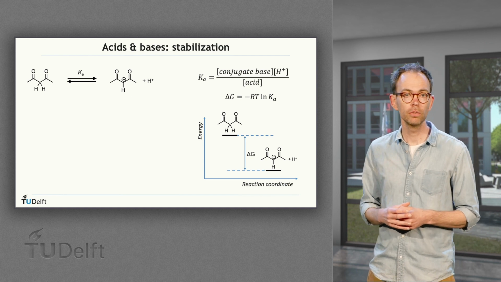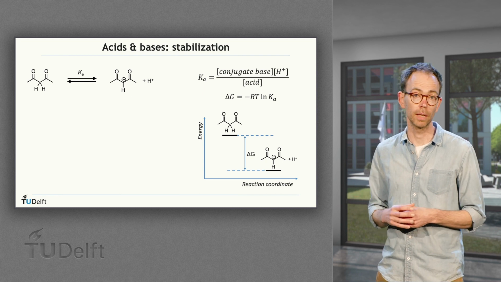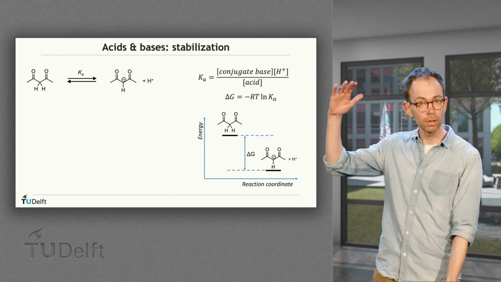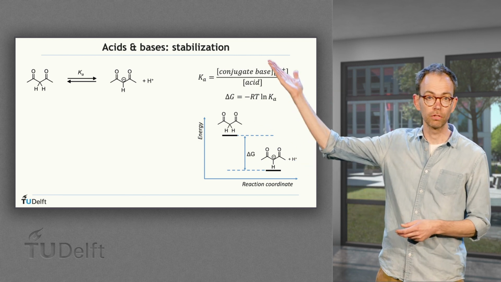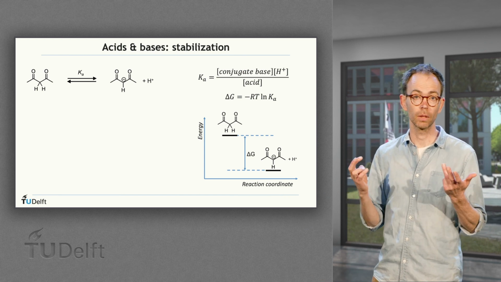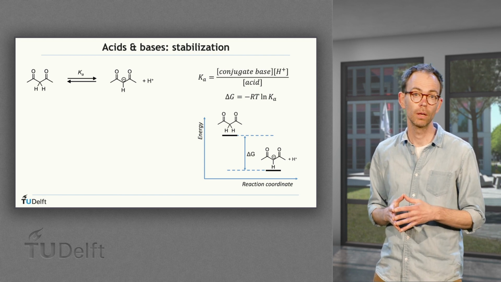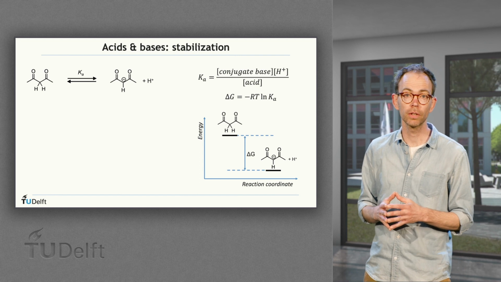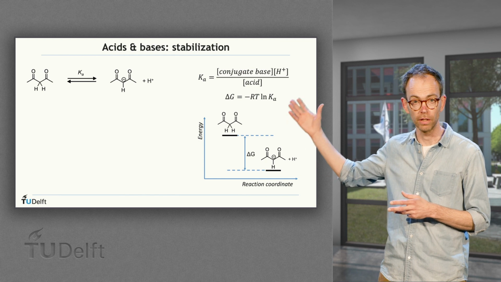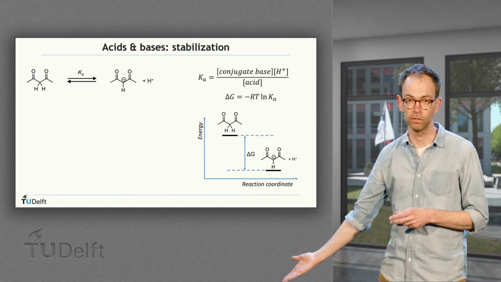The question then becomes, how do we make for a larger or smaller difference in Gibbs free energy? Essentially, you can make this difference larger by either increasing the energy of the starting material or decreasing the energy, so pulling the starting material up or pulling the product side down. How do you do that? By something called stabilization. You can either destabilize the starting point, which means increasing its energy, or stabilizing the product, and that means decreasing its energy.